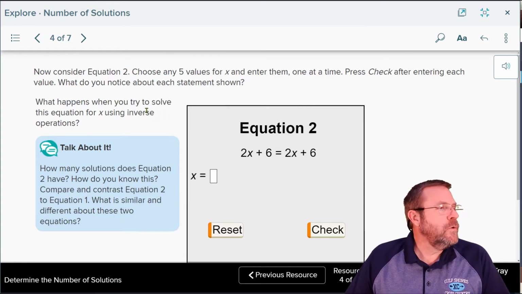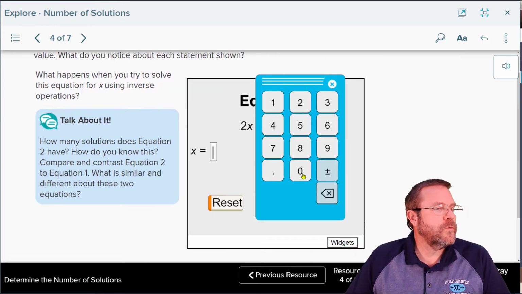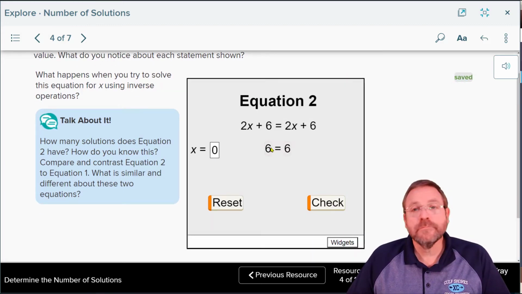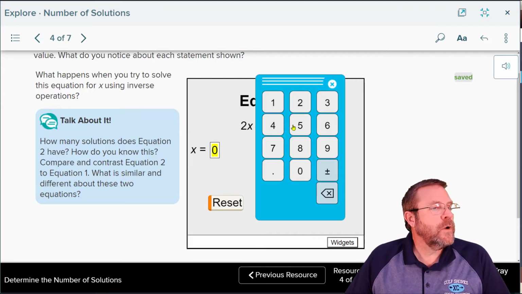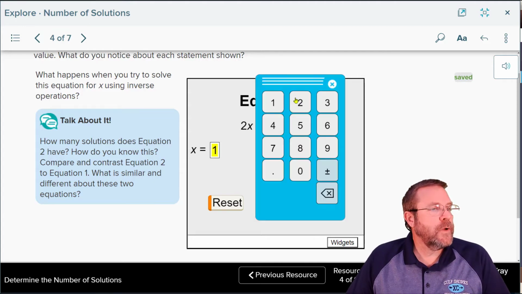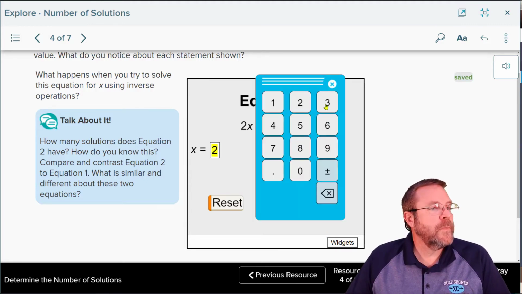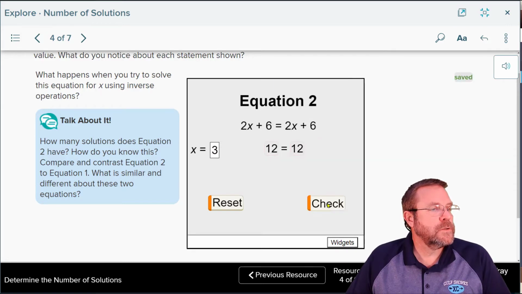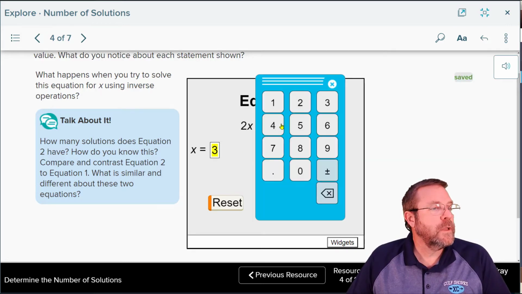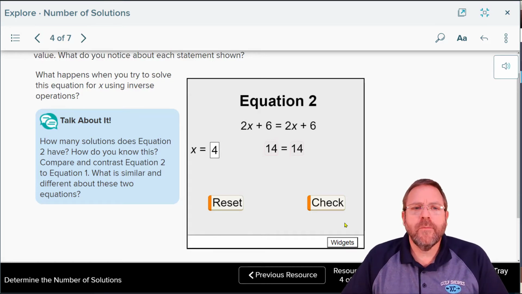Now for equation 2, they want us to enter any 5 values for x. So I'm going to start off with 0. 0 is always a good place to start. We got a balanced equation. Well, what if I start out with 1? If I plug in 1, we still have a balanced equation. If I did 2, check it, we still have a balanced equation. If I did 3, we still have a balanced equation. If I did 4, we still have a balanced equation. It doesn't matter what value I put in for x, we're going to have a balanced equation.